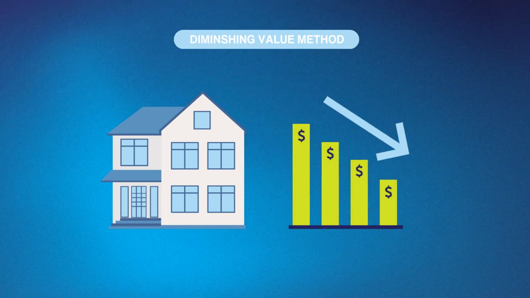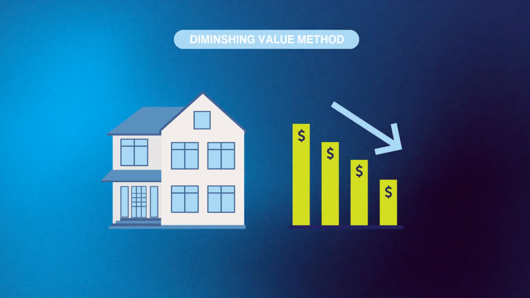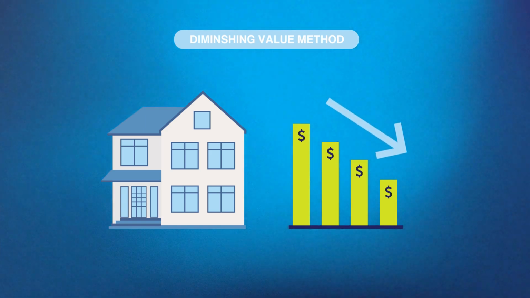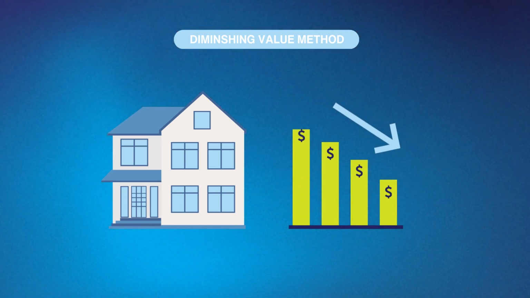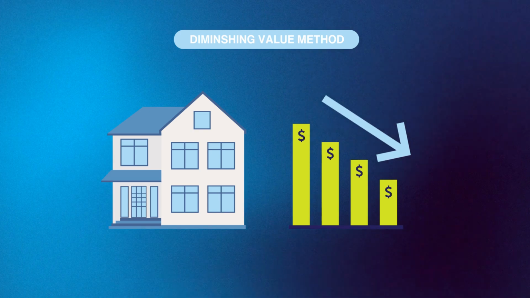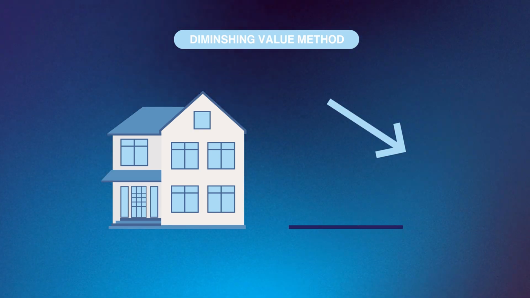The diminishing value method. This method applies the nominated depreciation rate to the written down value of the asset each year. This means higher depreciation values are claimed earlier in the life of the asset, with deductions diminishing over time.